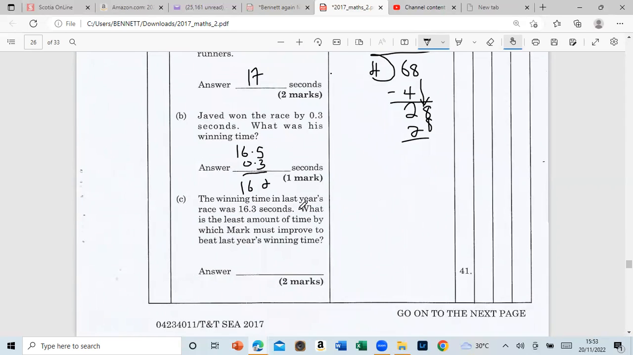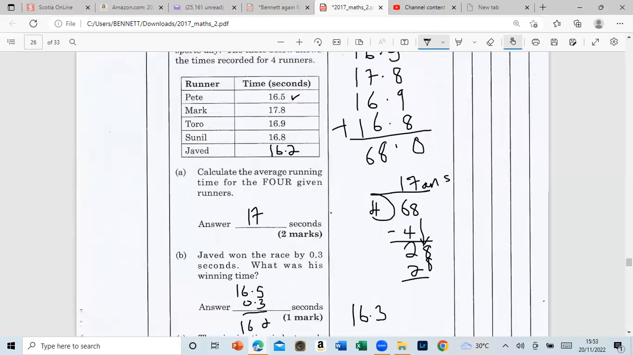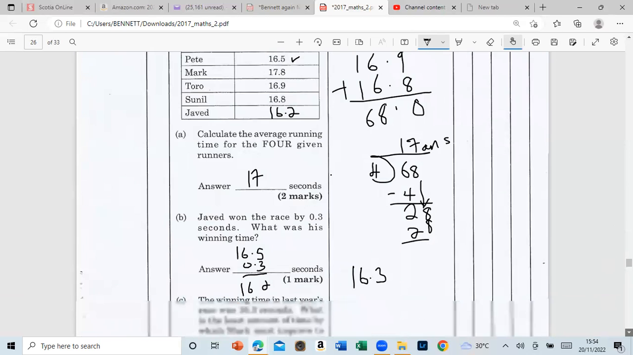The winning time in last year's race was 16.3, so I know I'm going to need that information. So let me put it on here. What is the least amount of time by which Mark must improve to beat last year's? So Mark ran a time of 17.8 seconds.